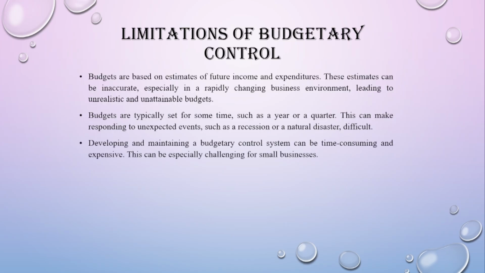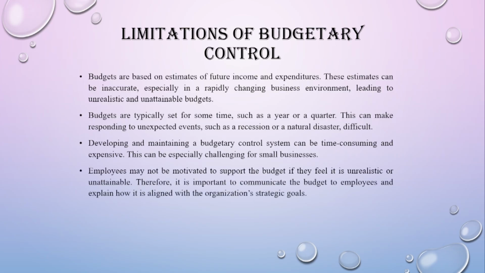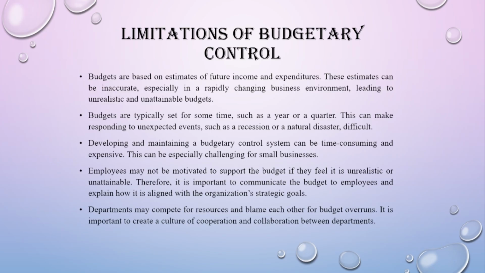Developing and maintaining a budgetary control system can be time-consuming and expensive. This can be especially challenging for small businesses. Employees may not be motivated to support the budget if they feel it is unrealistic or unattainable. Therefore, it is important to communicate the budget to employees and explain how it is aligned with the organization's strategic goals. The departments may compete for resources and blame each other for budget overruns. It is important to create a culture of cooperation and collaboration between departments.